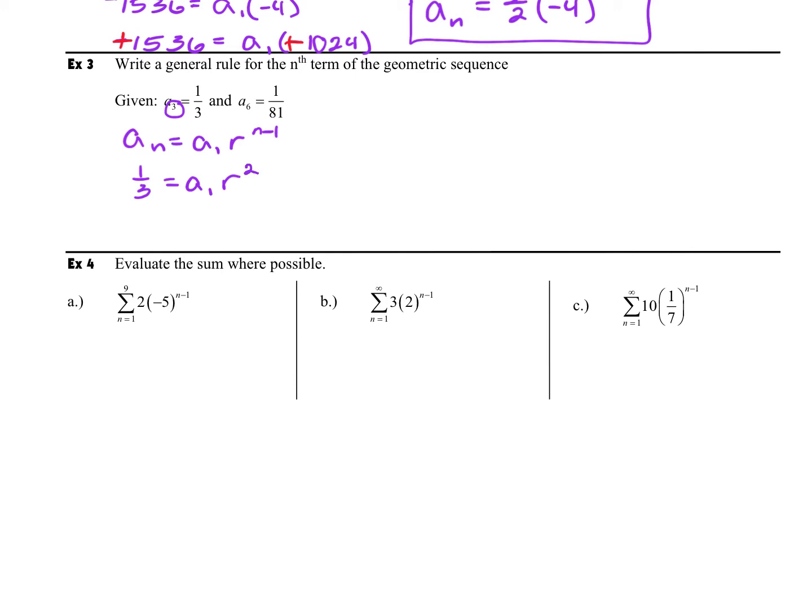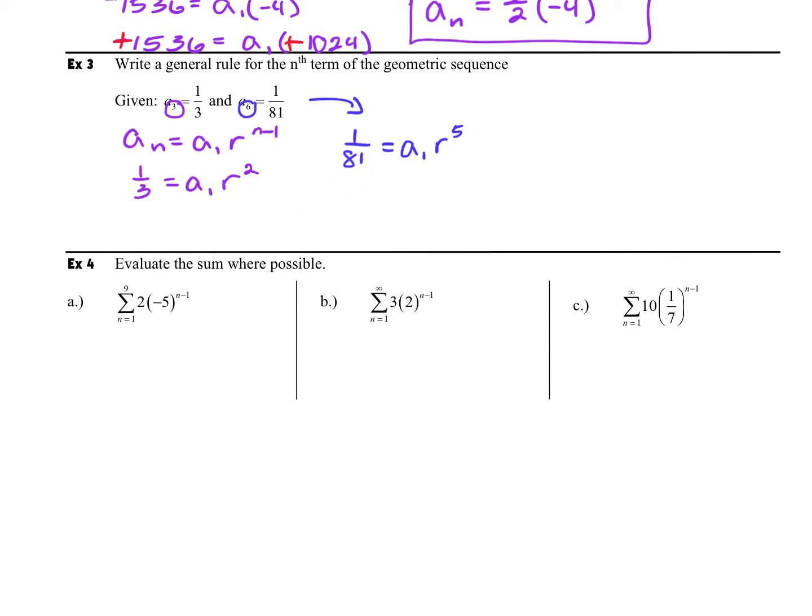Now I'm going to use my second one, and we're going to again say my value is 1/81. I don't know the first term. I don't know the ratio, but I do know that my n value is 6. So I'm going to do 6 minus 1, and that's going to give me r to the 5th. So what I have here is a system of equations, and I need to solve this system.